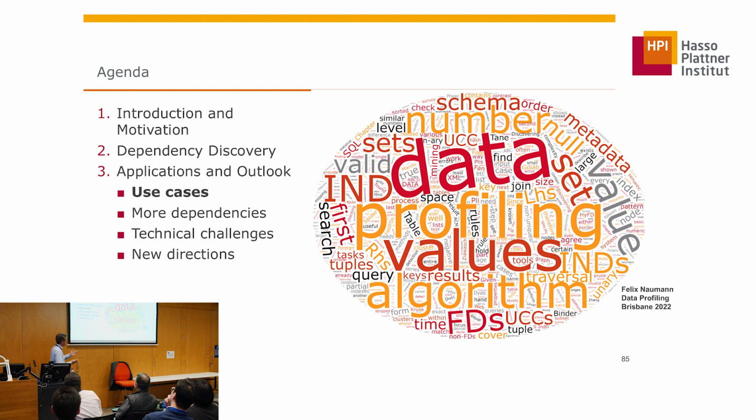And then, as I said, if we get to it, more kinds of dependencies, at least hint at them, so it's not only functional dependencies and inclusion dependencies. There's lots more interesting stuff. I'll point to some technical challenges in terms of where we can go, distributed computing, these kinds of questions, and then some new directions at the end. Also maybe including text profiling that you had asked me about.